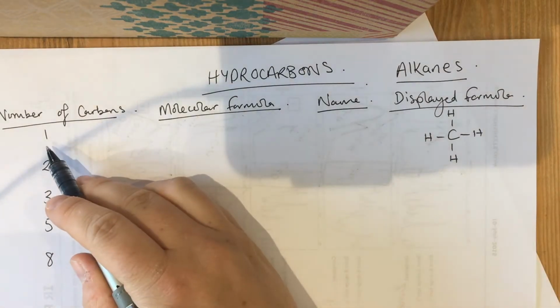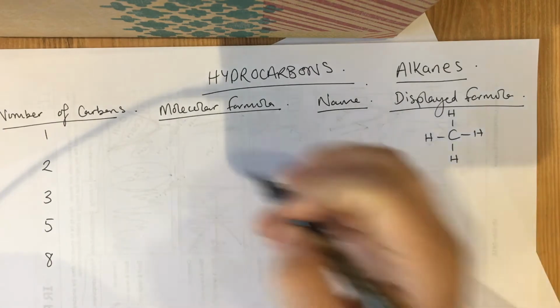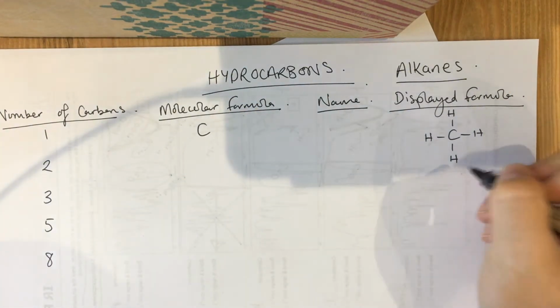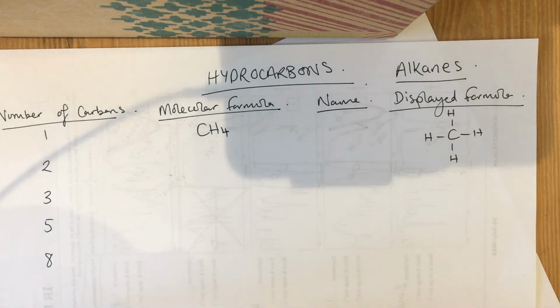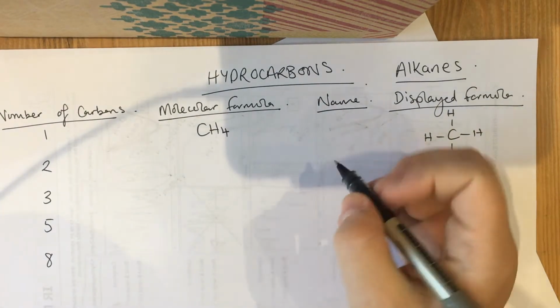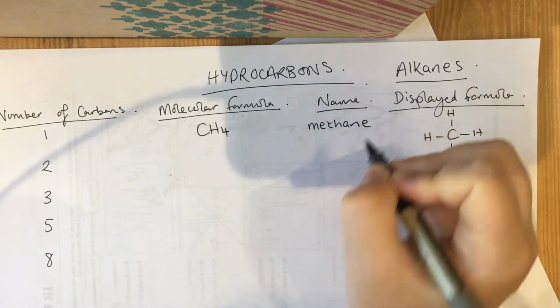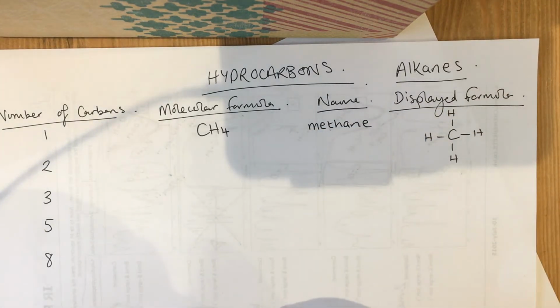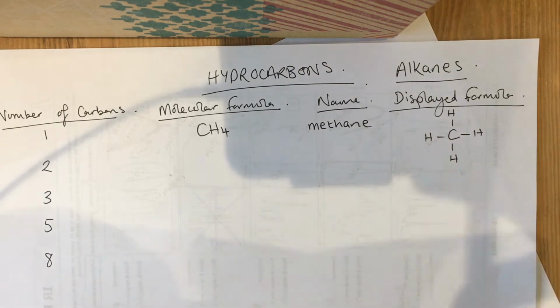So it has 1 carbon atom. Its molecular formula is CH4. So 1 carbon atom and 4 hydrogens. And that molecule is called methane. Methane is the gas that comes out of the gas taps in the lab. So pause here, do the rest of the table.